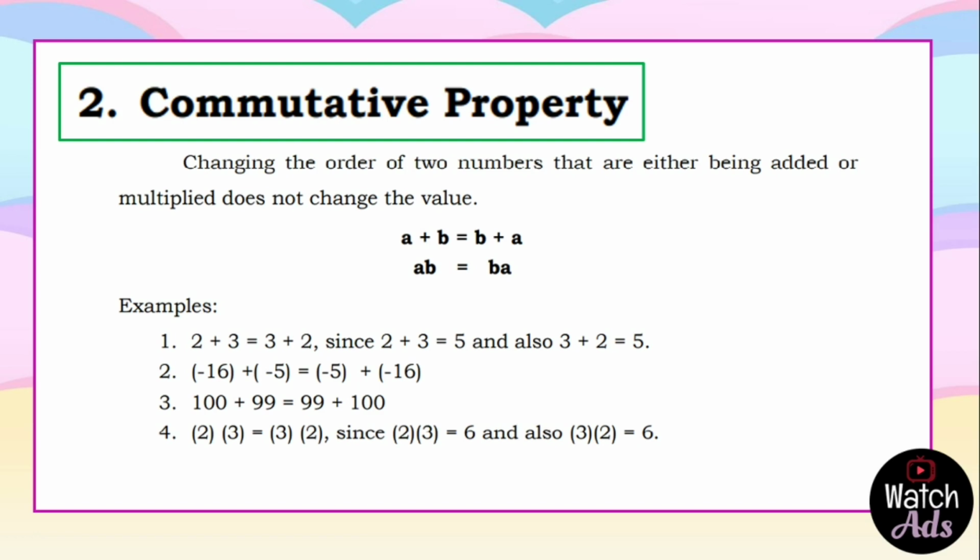2 multiplied by 3 is equal to 3 multiplied by 2, since 2 times 3 is equal to 6, and also 3 times 2 is equal to 6. Negative 4 multiplied by negative 15 is equal to negative 15 multiplied by negative 4, which gives us 60. 10 multiplied by 25 is equal to 25 multiplied by 10, which gives us 250. Now we have proven that the commutative property is applicable in both addition and multiplication.